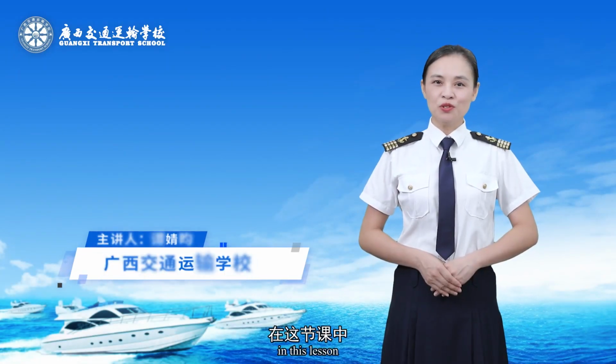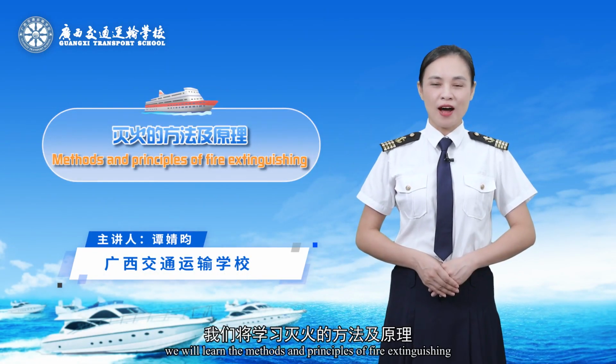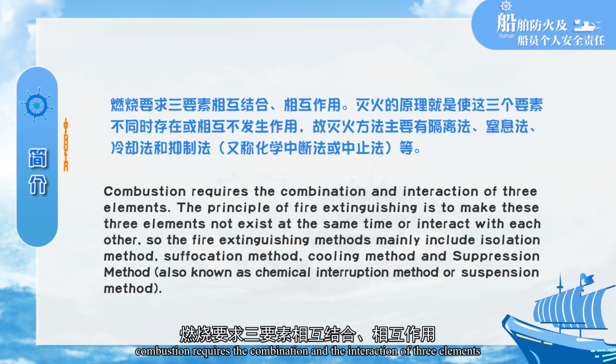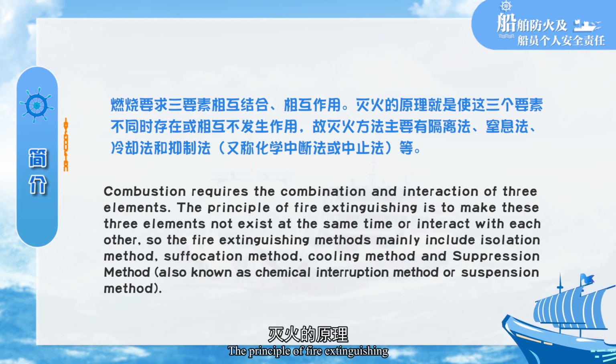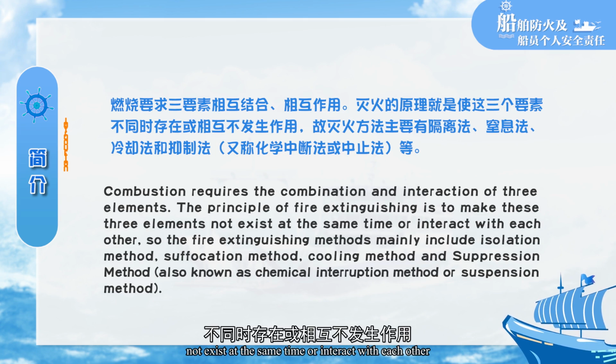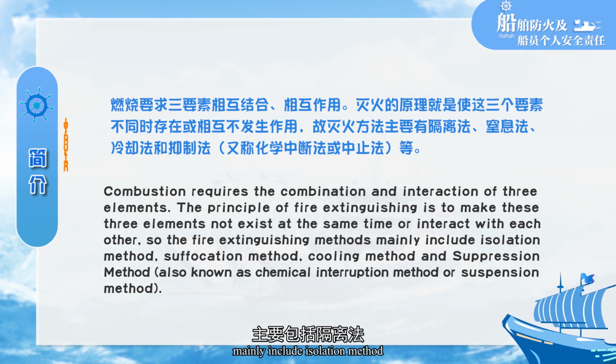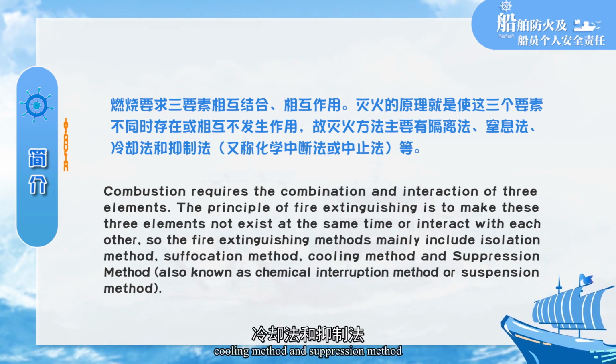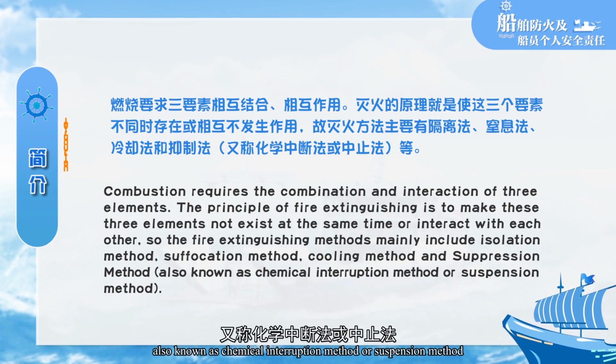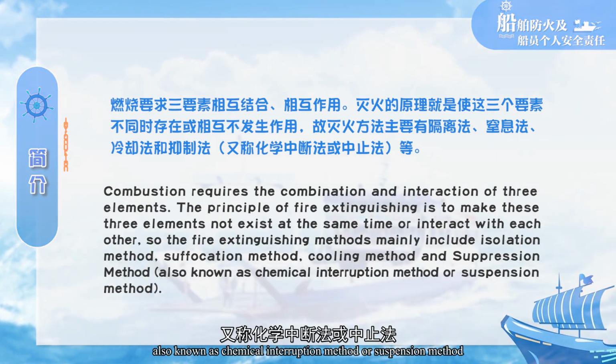Hello everyone! In this lesson, we will learn the methods and principles of fire extinguishing. Combustion requires the combination and the interaction of three elements. The principle of fire extinguishing is to make these three elements not exist at the same time or interact with each other. So the fire extinguishing methods mainly include isolation method, suffocation method, cooling method, and suppression method, also known as chemical interruption method or suspension method.